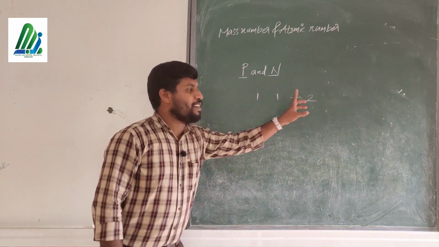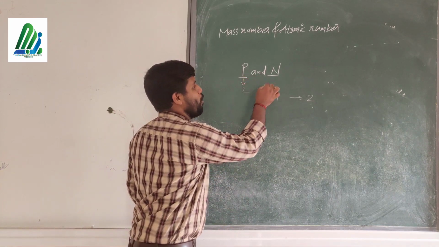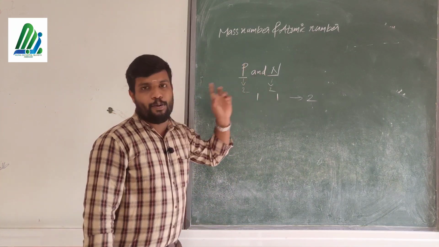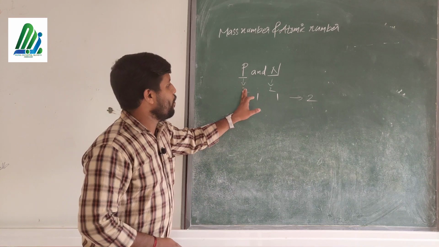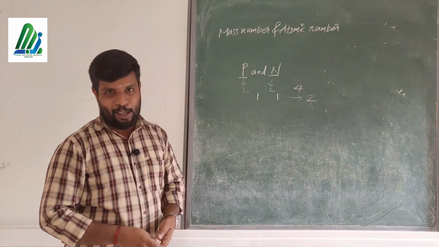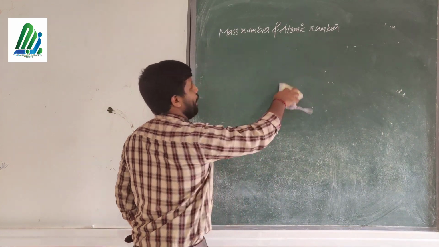Okay, so mass is considered as 2 units. If an atom has 2 protons and 2 neutrons, how do you calculate the mass? By adding 2 units plus 2 units, it is 4 units. So now we are going to discuss the main idea in this chapter.